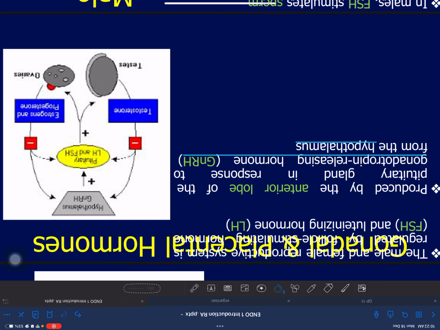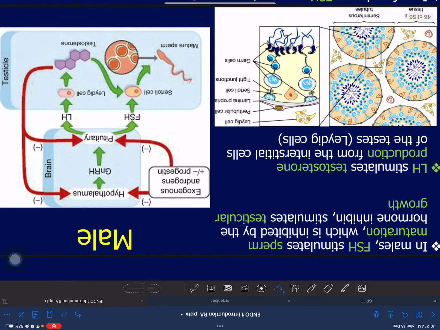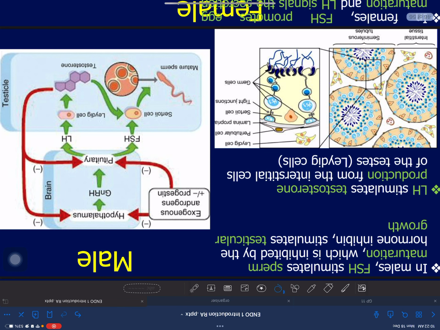Okay. In male, FSH stimulates sperm maturation, which is inhibited by inhibin, okay, which stimulates the testicular growth. Okay, so FSH is also needed in male as well. For LH, it stimulates testosterone production from the Leydig cell.